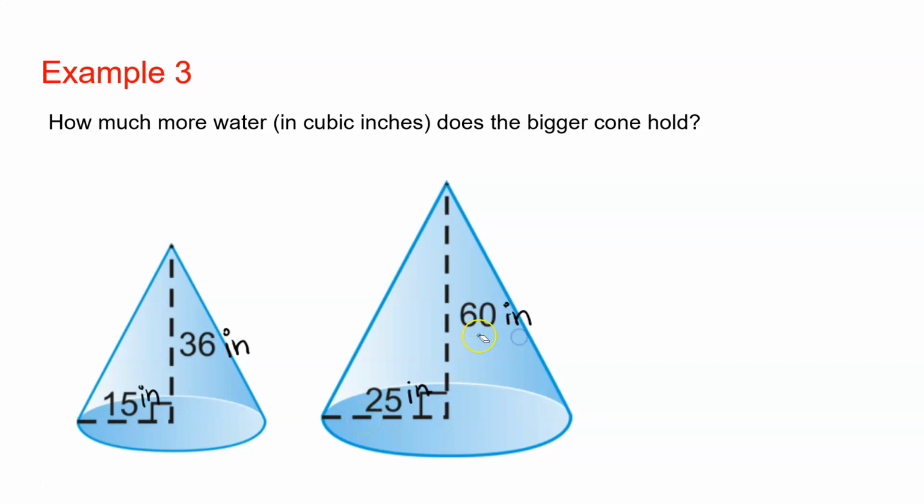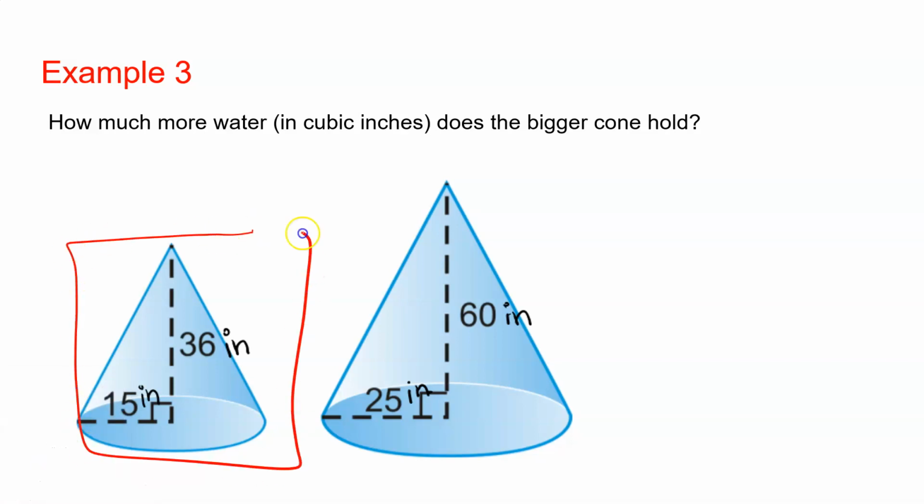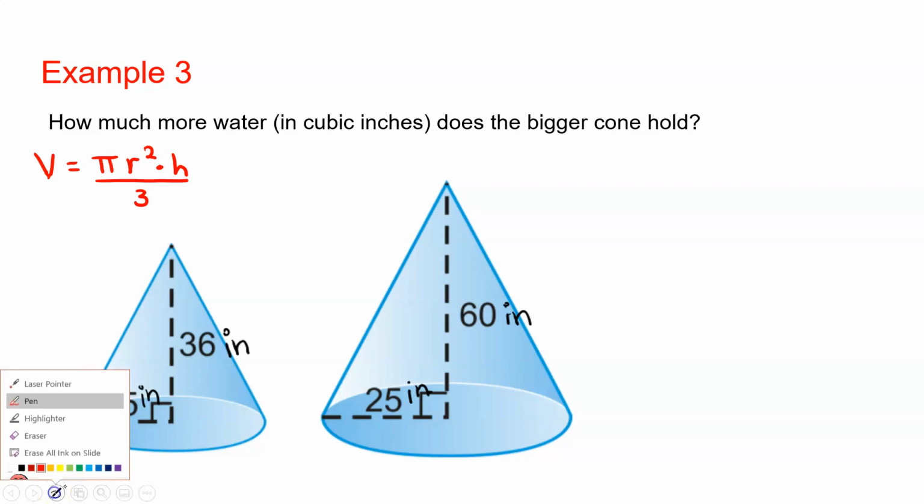Well, we have to find both of their volumes, right? We're going to take both of their volumes, and then we're going to take the big one minus the small one to figure out how much more water it actually holds. So here you will see me kind of skip a couple of steps. So let's start off with the small one here. I'll write volume for this one is equal to pi r squared times my height all over 3, divided by 3.